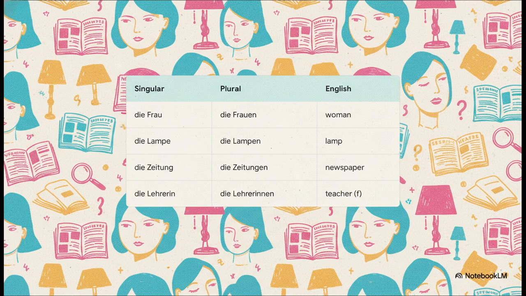Next up, we have the N ending. This one is a real workhorse. And here's the ultimate hack. The vast majority of feminine nouns, the die words, take this ending. So if you see a noun with die, your first thought for the plural should absolutely be N. Oh, and check this out. For female professions, it's always innen. Lehrerin to Lehrerinnen. It's so beautifully predictable.